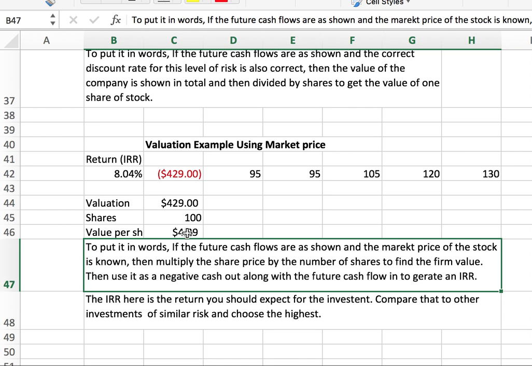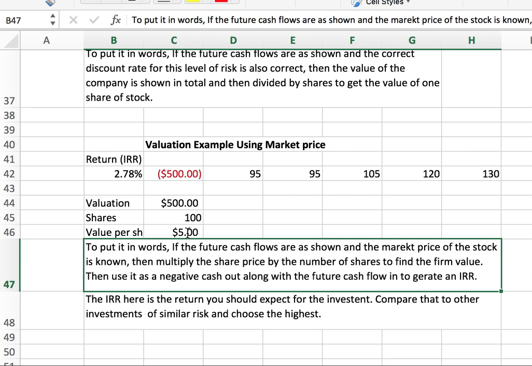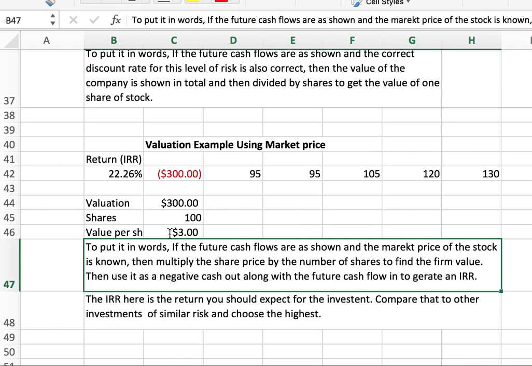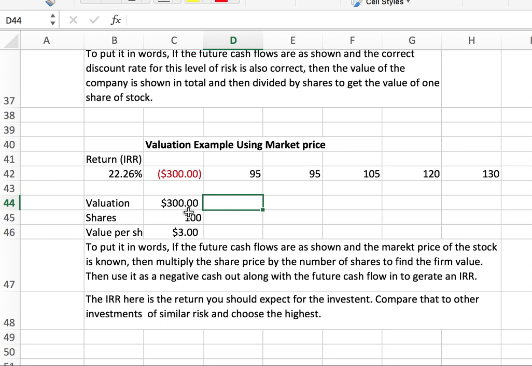But by going backwards, we can just look at the market price and say the market price is $5, therefore the return on this company will be 2.78%. I think that price is too high, so we're going to wait for the market price to come down to $3. Now I'm making 22% on the company, given the same exact future expectation of cash flow. And so given that, I would buy the company at $3. I would not buy it at $5.